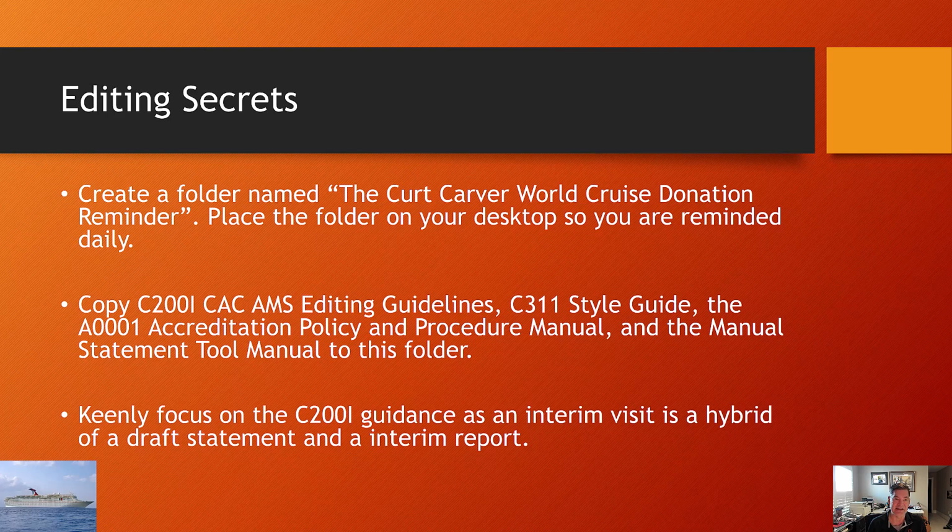And what the best team chairs do is they create a folder, put a memorable name on it so you don't lose track of it, and then copy within that folder the C200I, CAC AMS editing guidelines, C311, which I previously mentioned. I always put the accreditation policy and procedure manual, and I always grab off of the AMS system itself, not in your workbook, the manual statement tool manual, which is really the help file for how to use AMS.